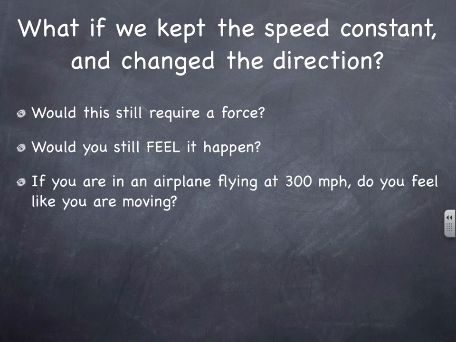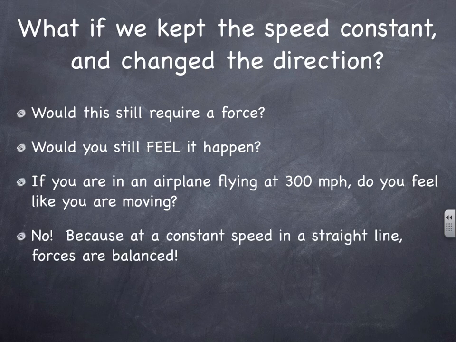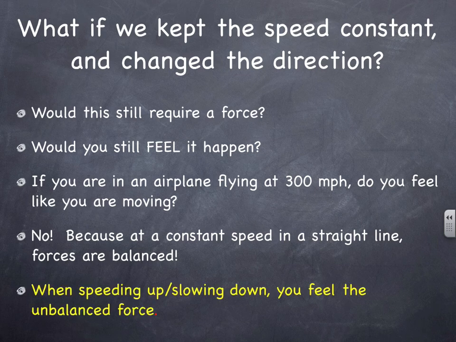So if you're sitting in an airplane flying at 300 miles an hour, you don't feel like you're moving. You feel like you're just sitting there stationary because all your forces at that point are balanced, because you're traveling at a constant speed of 300 miles an hour. The only time you feel those accelerations is when you're speeding up or slowing down. And so anytime we speed up or slow down, we feel that unbalanced force. Anytime you feel it, that's a good indication that there's an unbalanced force going on.